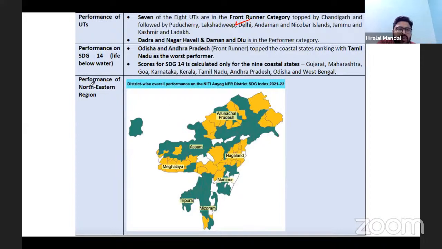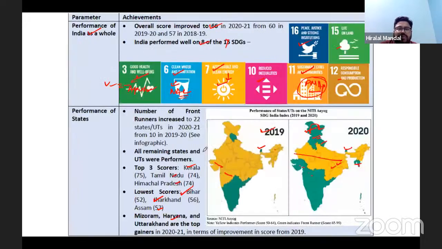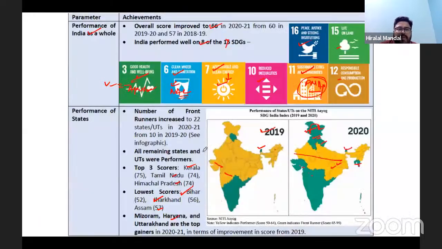When it comes to the performance of northeastern states, here you can see some of the districts are performing well, but some of the districts are lagging behind. In Meghalaya you can see they are not performing well. Nagaland is also not performing well. Some of the districts in Arunachal Pradesh are not doing well. Other than that, they are reasonably performing well. So that's the status of the northeastern states in the country as per the Niti Aayog Sustainable Development Index.